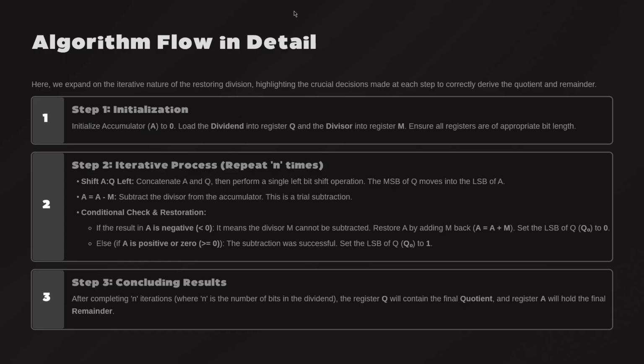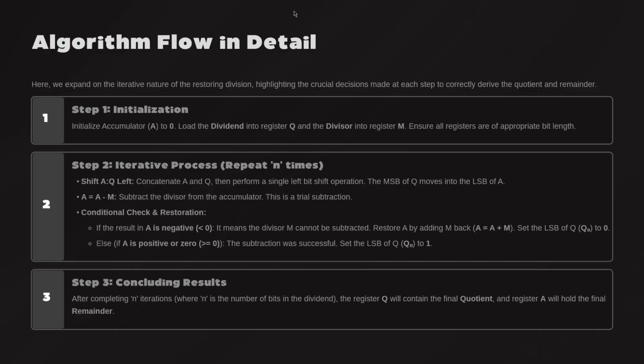Then we perform subtraction, which is accumulator minus divisor. That means A is equal to A minus M. This is just a trial subtraction. We need to check if the accumulator is negative. We perform restoration. That is, we add M back to A and set the LSB of Q to 0. And if A is positive, the subtraction was successful and we set the least significant bit of Q to 1.